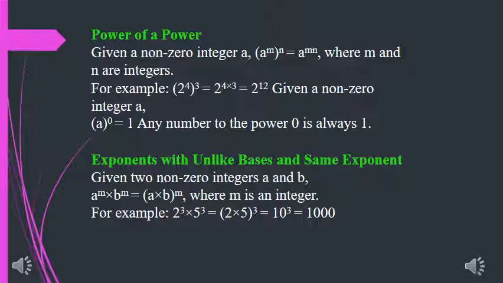For example, we have 2 raised to the power 3 into 5 raised to the power 3. For that, we multiply 2 and 5 and write the common exponent for their product, that is 10 raised to the power 3, which is equal to 1000.